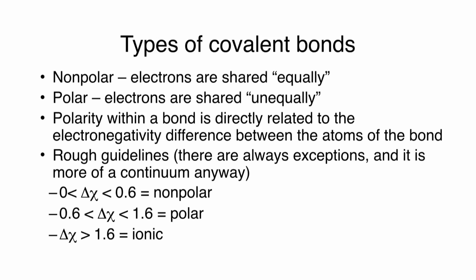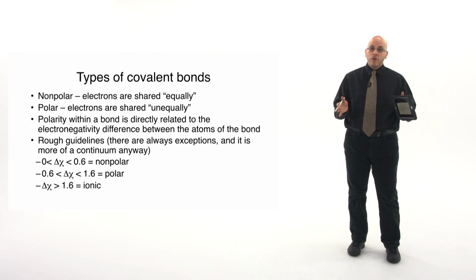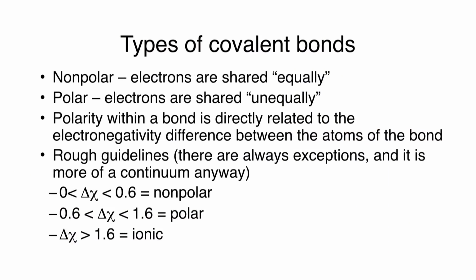So here are some rough guidelines. There are always exceptions, and it's really more of a continuum anyway, but if you look at the electronegativities of the two atoms in your bond and subtract them, and the difference is relatively small, maybe between 0 and 0.6, this is considered a nonpolar covalent bond. If the difference in electronegativity is a little bit bigger, maybe between 0.6 and 1.6, that's considered a polar covalent bond. And if it's greater than 1.6, then you aren't even really covalent. One of them completely lost the electrons, and the other completely gained the electrons, and it's more of an ionic bond.